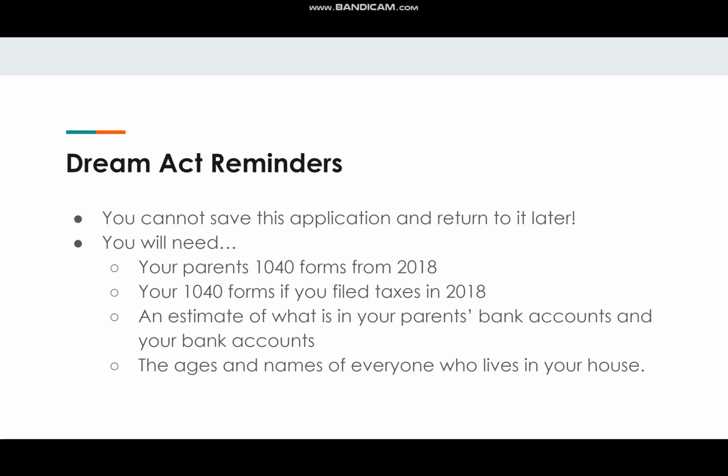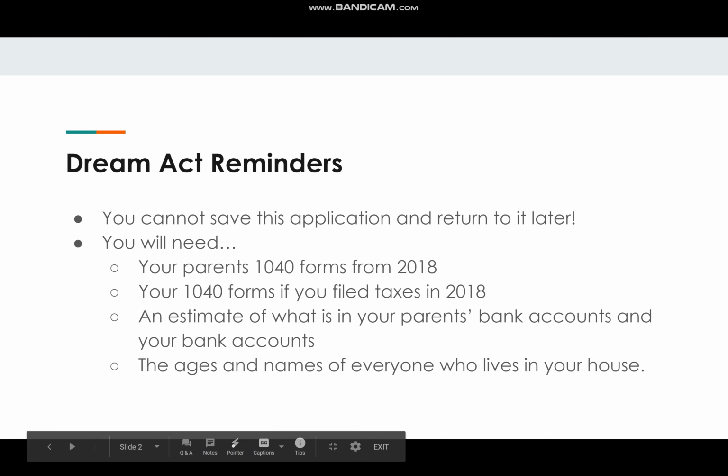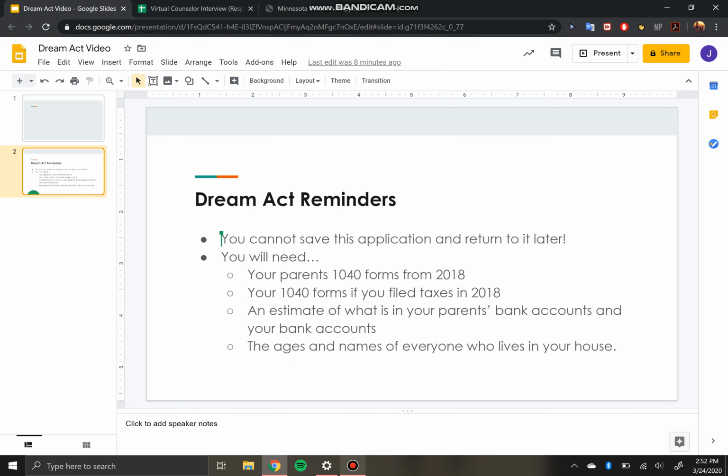Here are the things you're going to need to fill out the DREAM Act. You're going to need your parents' 1040 forms from 2018. If you filed taxes in 2018, you will also need your own 1040 forms. You are going to need an estimate of what is in your parents' bank accounts and your bank accounts if you have them. And you're going to need the ages and names of everyone who lives in your house. All right, let's go ahead and get started.